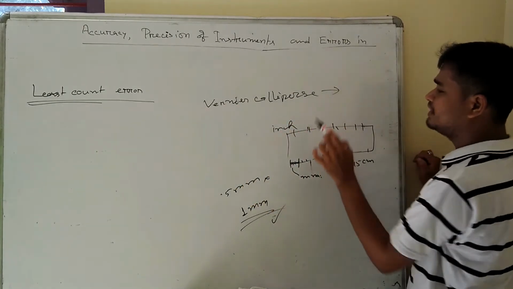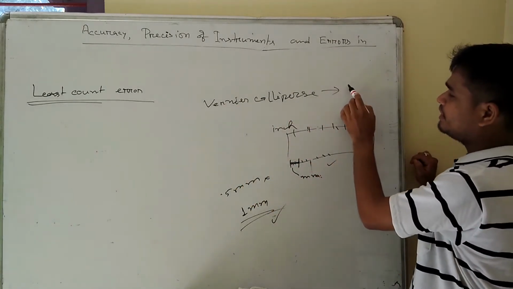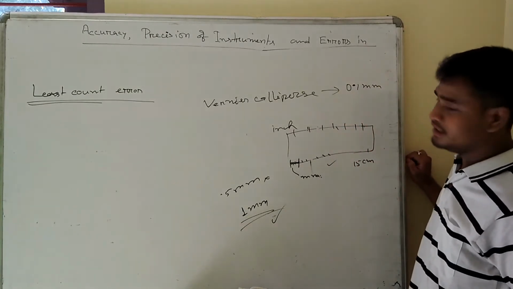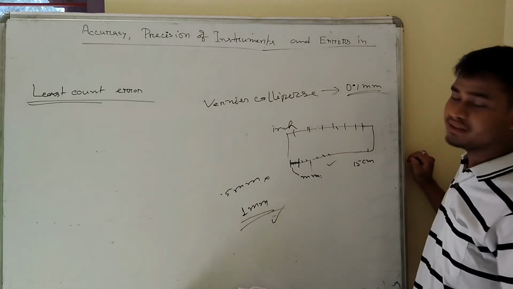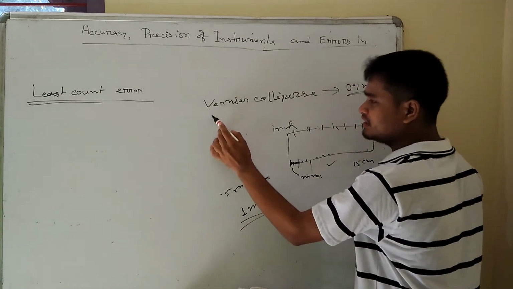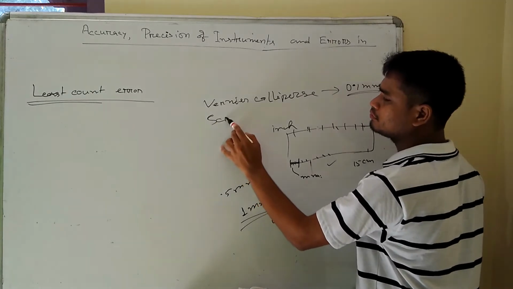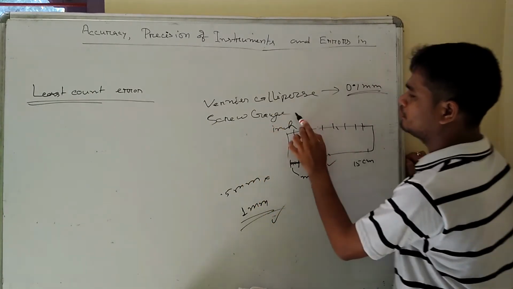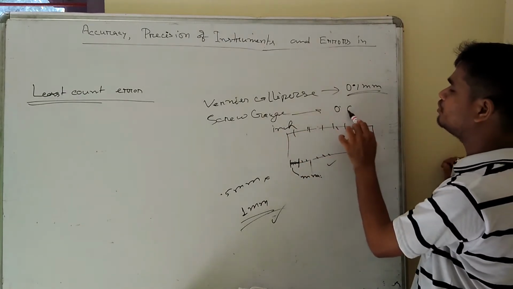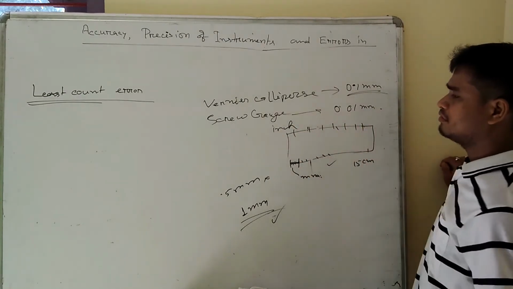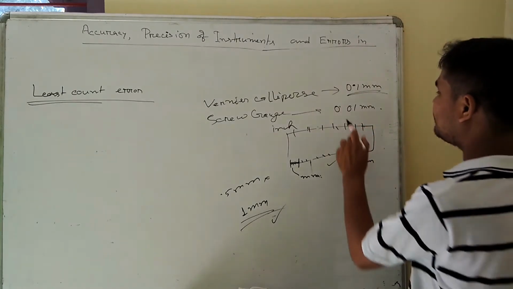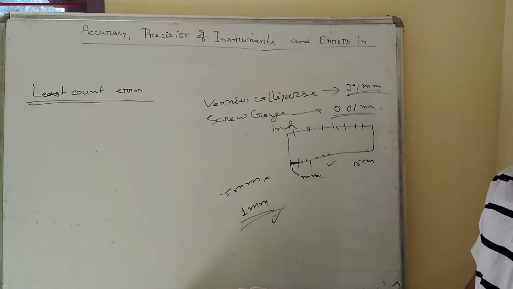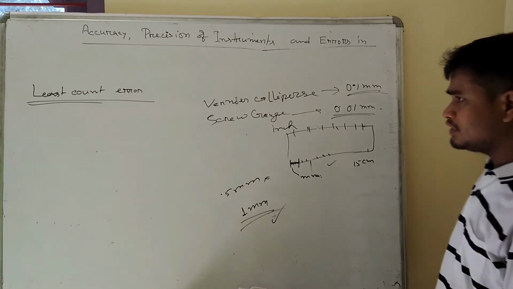Okay, vernier calipers. By these vernier calipers, we can measure minimum 0.1 millimeter. This is the least count of vernier calipers. Similarly, there is another measuring instrument called screw gauge. By this instrument, we can measure minimum 0.01 millimeter. This is called least count of the screw gauge. Clear?